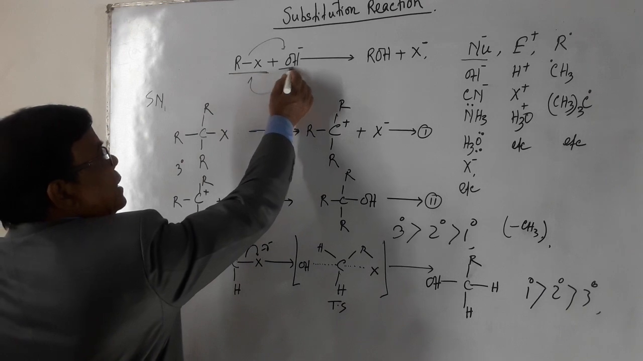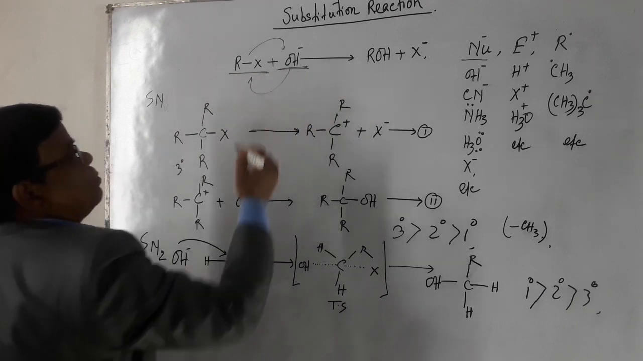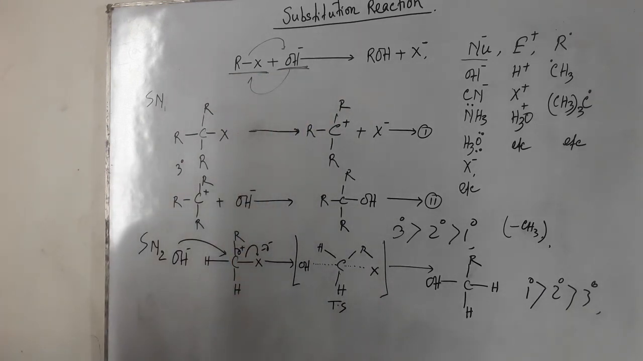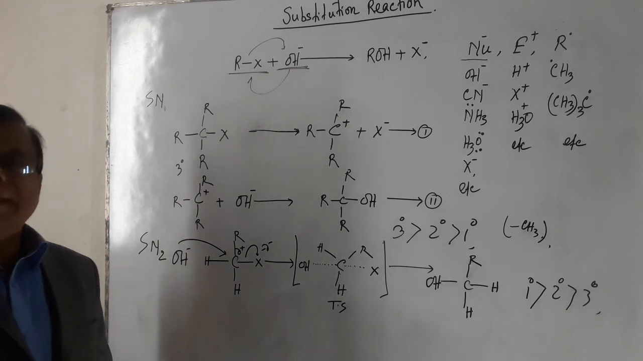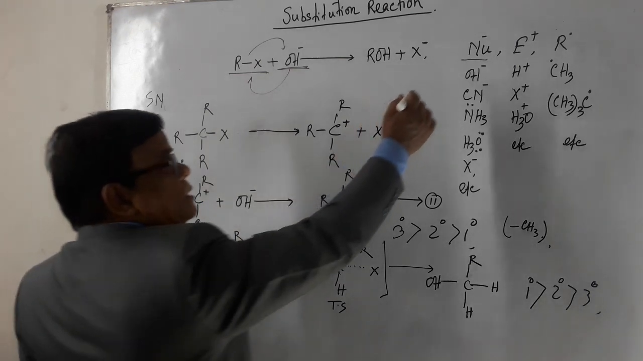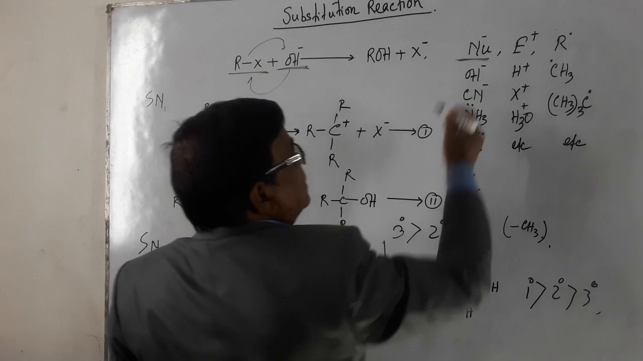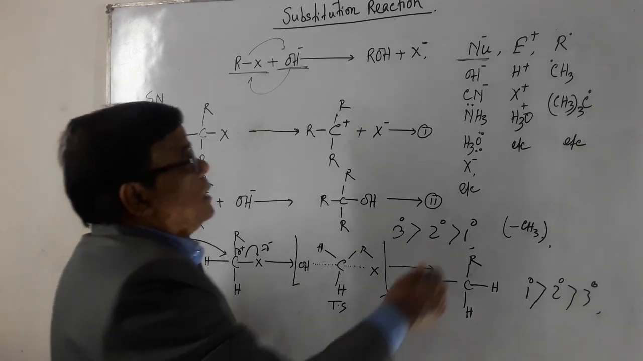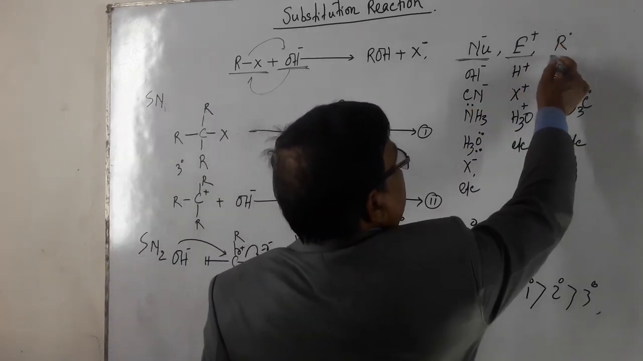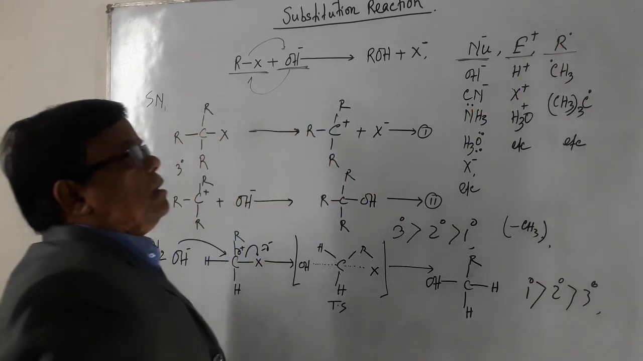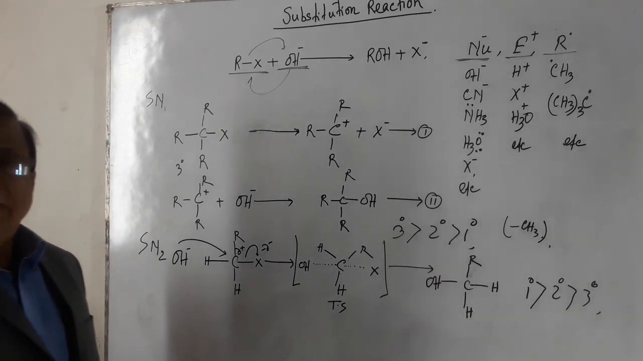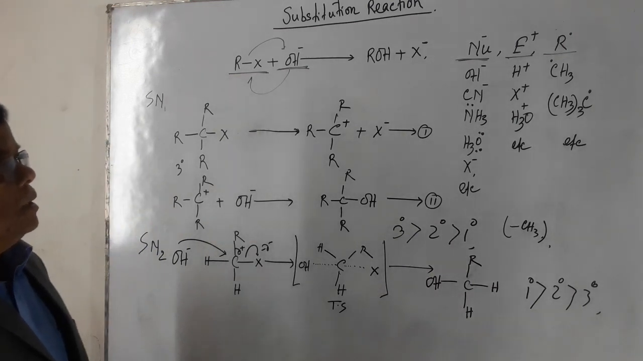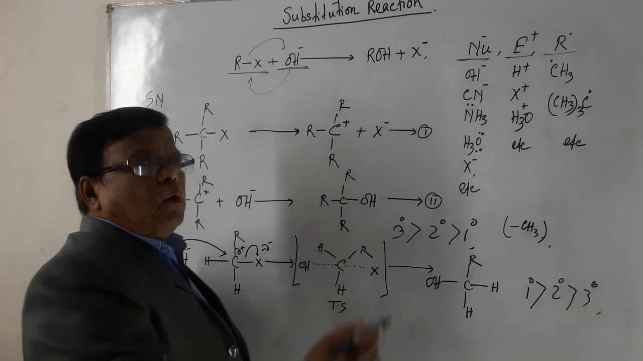According to the character of the replacement group, substitution reaction is of three kinds. One is nucleophilic substitution reaction, another is electrophilic substitution, and the third is free radical substitution.